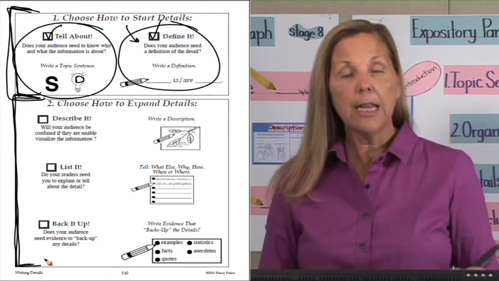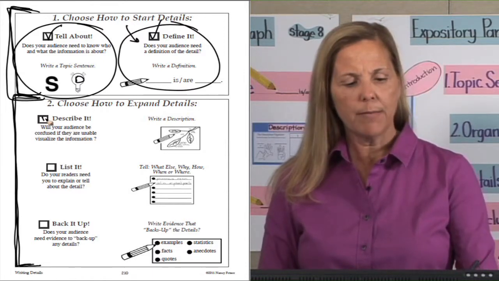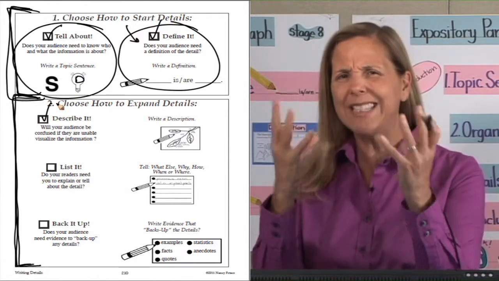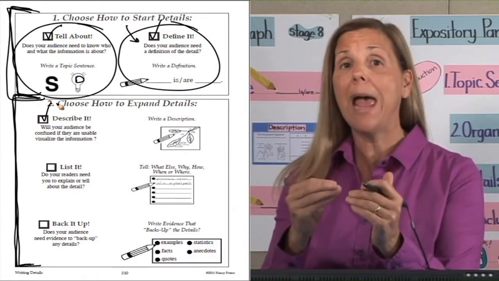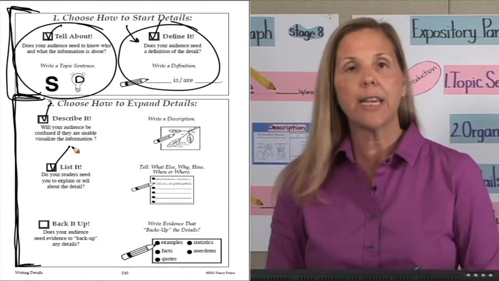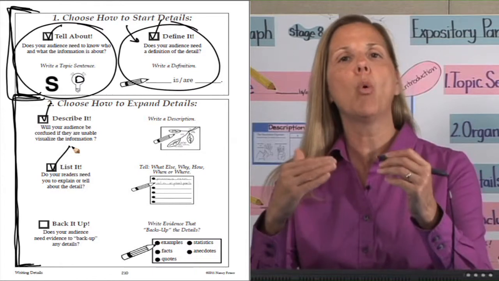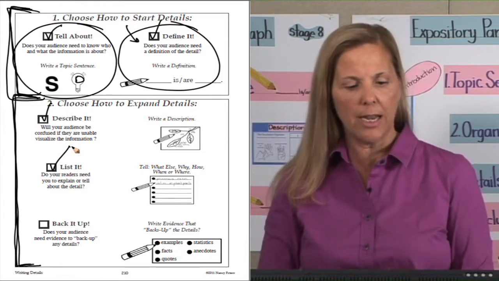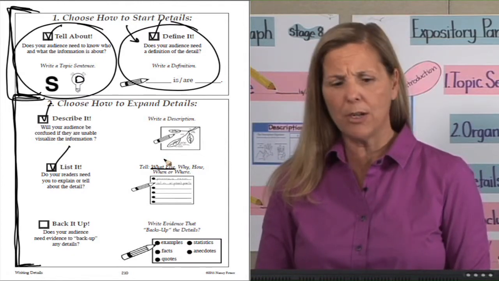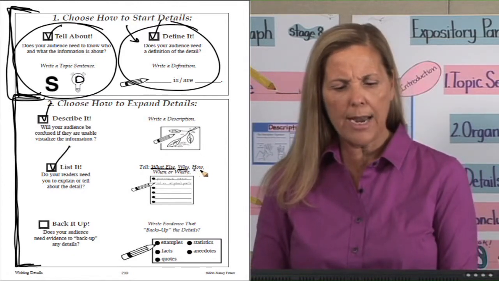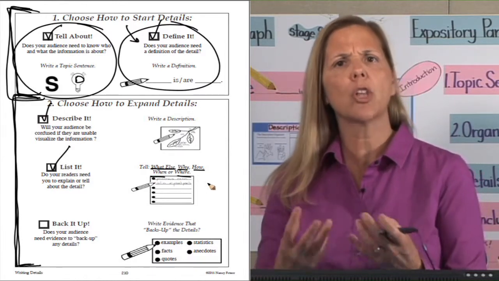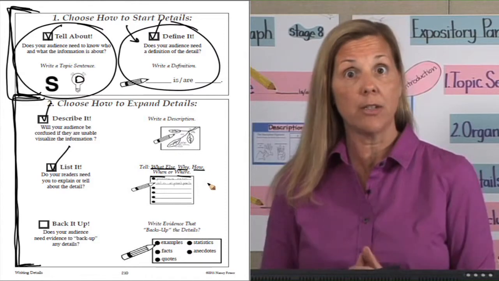In expanding, we're going to look at describe it. If my reader needs to see the subject or see this detail, then I need to go back and give a description so they can vividly see the detail. List it. This is when I need to tell more information to my reader about the detail. And notice when I say list it, that means I could say, what else will I tell my reader about the detail? Or I will give a why, a how, a when, or a where. So this is information. These are those questions that need to be answered about a detail.